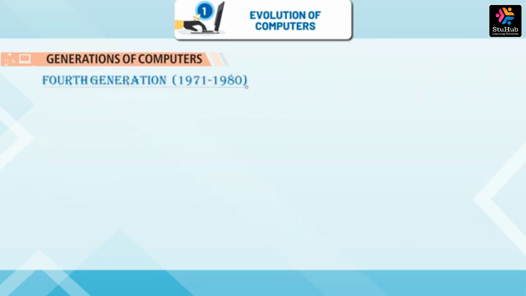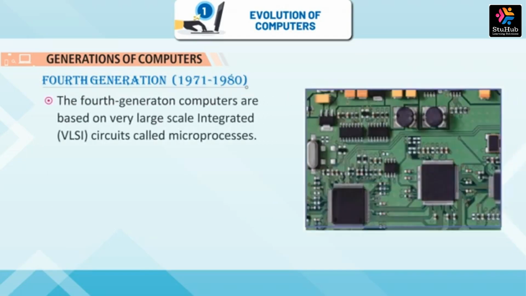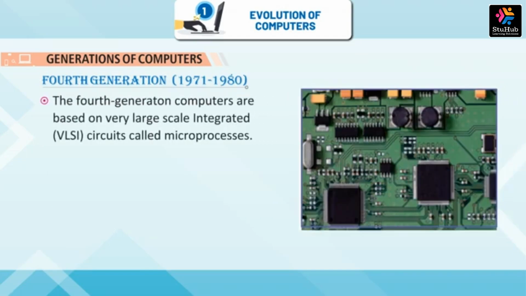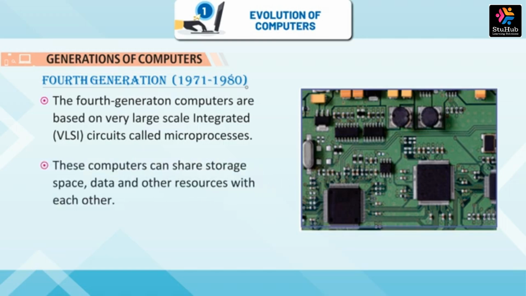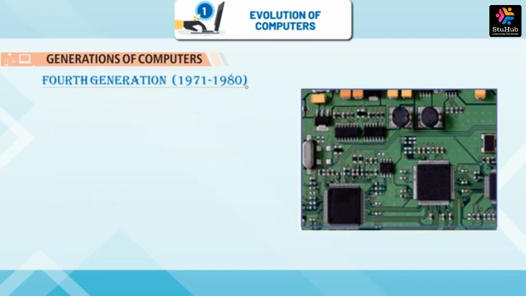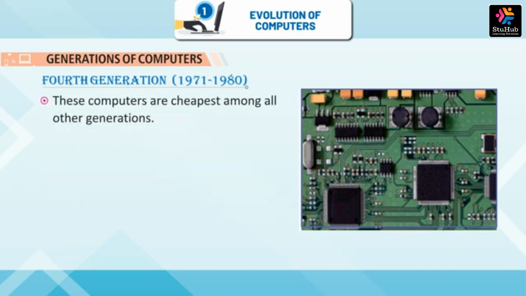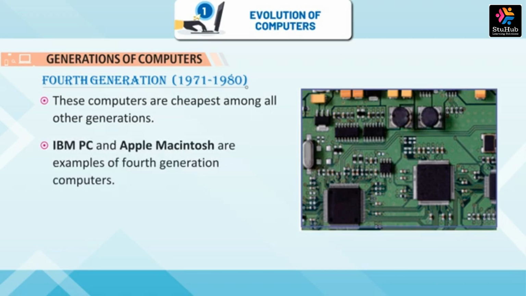Fourth generation, 1971 to 1980. The fourth generation computers are based on very large-scale integrated circuits called microprocessors. These computers can share storage space, data, and other resources with each other. These computers are cheapest among all other generations. IBM PC and Apple Macintosh are examples of fourth generation computers.